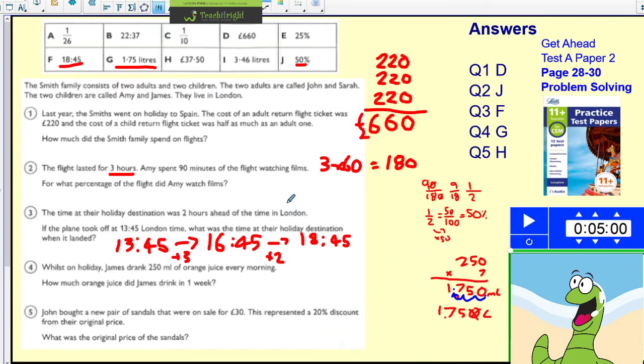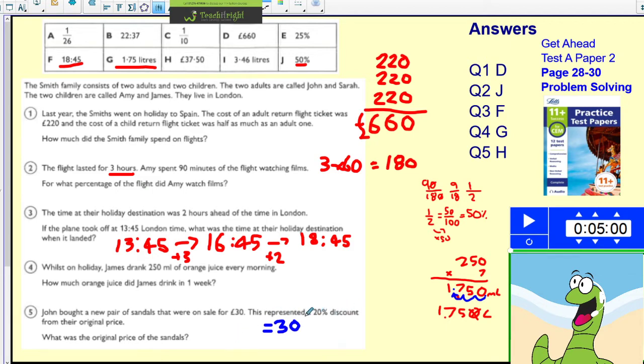Last question. John bought a pair of sandals that were on sale for £30. This represented a 20% discount from the original price. What was the original price? Okay, the way I need you guys to set this out, and this is very specific, is to say the price equaled 30 pounds. But what percentage equaled 30?